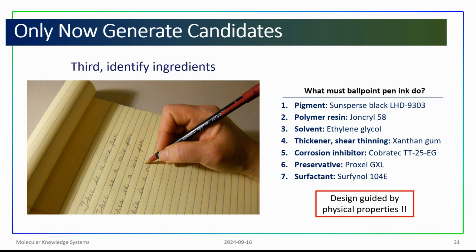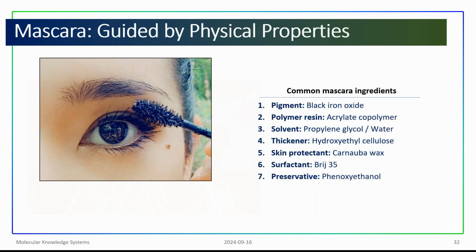We have found this approach, using physical properties to guide the design of chemical products, to be very useful. It gives us a good fundamental knowledge of how our chemical product must behave, and this fundamental understanding can be applied to the design of other chemical products. For example, at first we might think mascara is a very different product than ballpoint pen ink. The ingredients of each product are very different.